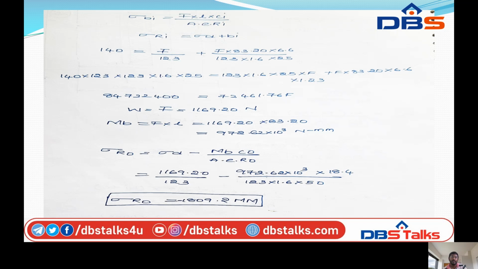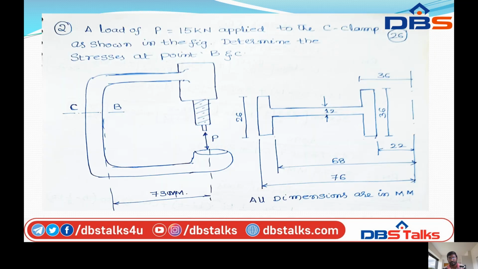Next, another problem on the C clamp. A load of P, 15 kilonewton, is applied to the C clamp as shown in the figure. Determine the stresses at the points B and C. So we can see the diagram. The diagram will be given for the C clamp.